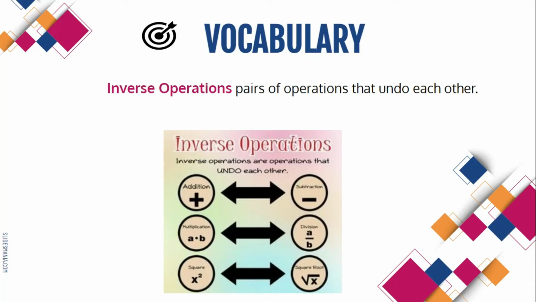The vocabulary words that we are going to use along this lesson are inverse operations. These are pairs of operations that, as you know, undo each other. So far, we have worked with addition, which is any term by itself with a positive in front. And we know that addition undoes subtraction, which is any term with a minus sign in front. We also learned how multiplication undoes division.